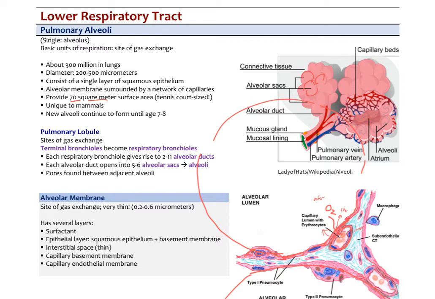The pulmonary lobule I mentioned is the site of gas exchange, and that's where the terminal bronchioles become respiratory bronchioles, and then each respiratory bronchiole gives rise to 2 to about a dozen alveolar ducts, and then each alveolar duct opens up into a few alveolar spaces, and then we have the alveoli themselves. And there are little pores found between adjacent alveoli. Look at the blue here, in the right-hand corner. And that's going to allow gas exchange between alveoli.